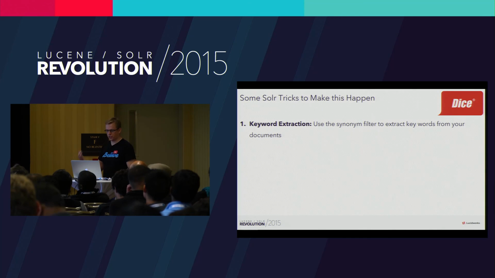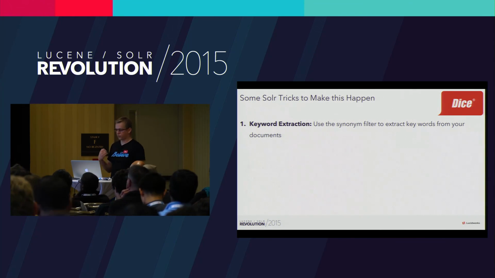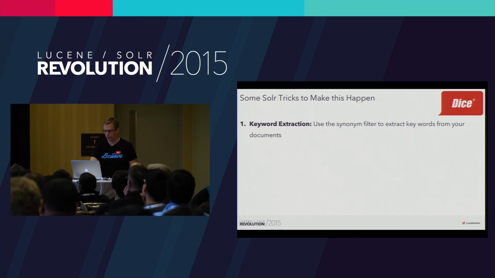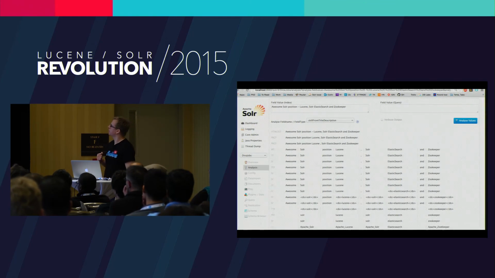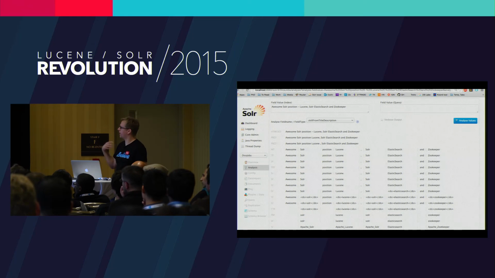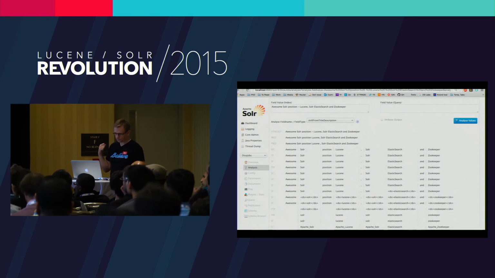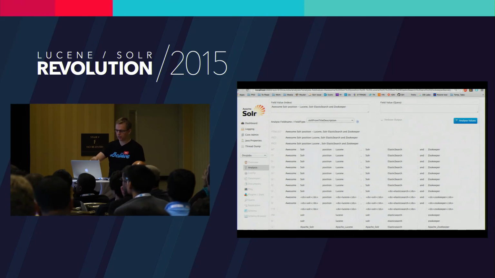Okay, so what additional tricks am I using to make this happen? You can use the synonym filter in Solr to extract keywords from documents, a kind of primitive parsing. Or you can use the Solr text tagger. That will do the same thing. What that looks like is this. Basically, we're hacking Solr here to do simple term extraction. So if you have a bunch of information like this, it's kind of noisy. Awesome Lucene position.